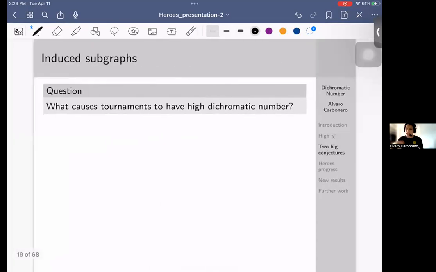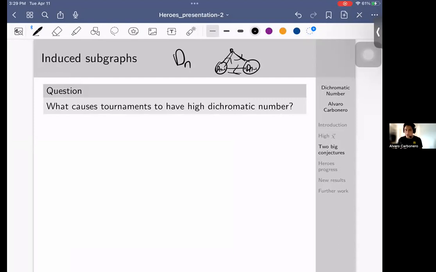So let me ask you a question. We're going to ask questions all the way until we get to the conjectures. The question is, what causes tournaments to have high dichromatic number? Our construction that we saw before, the one with the N, was really interesting because it allowed us a very easy way to get dichromatic number. You know, the proof is what, half a paragraph? So that's very simple. So why is that the case? Why can we get high dichromatic number in tournaments?